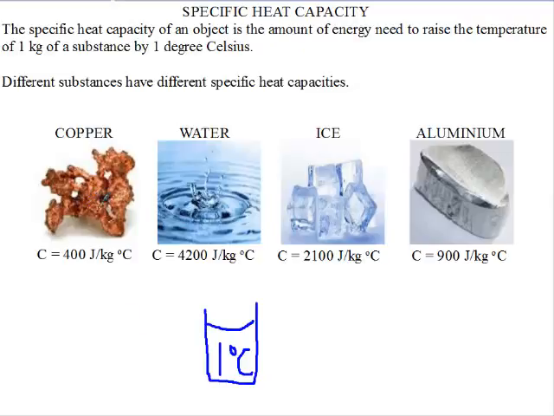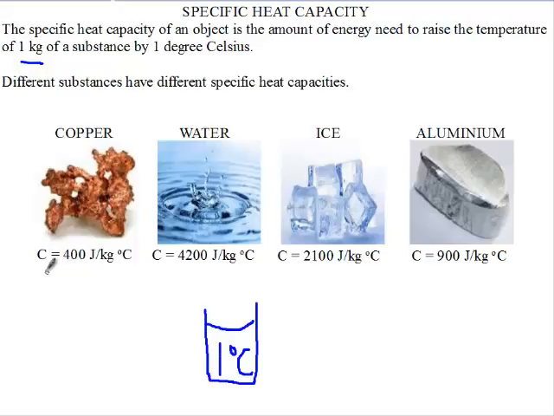The same applies to copper, the same applies to ice, the same applies to aluminium. So the amount of energy needed to raise the temperature of 1 kilogram of aluminium by 1 degree Celsius is what we call specific heat capacity of aluminium. Now, different materials have different specific heat capacities.